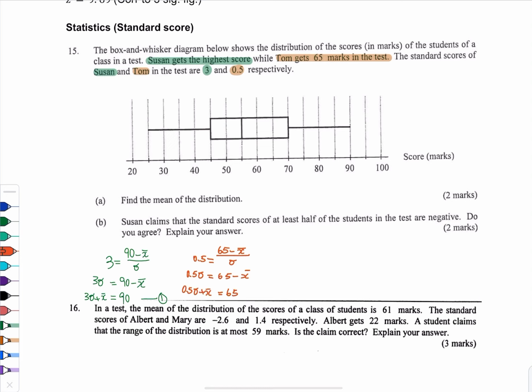Equals to 65. And so you have two equations now, right? If you have two equations, what should you use? You use your program. So after clicking the program, what do you get? So you click 3, 1, 90, 0.5, 1, and then 65. So you should be able to get your sigma first, which is 10, and then your mean as 60. So you found your answer, mean.